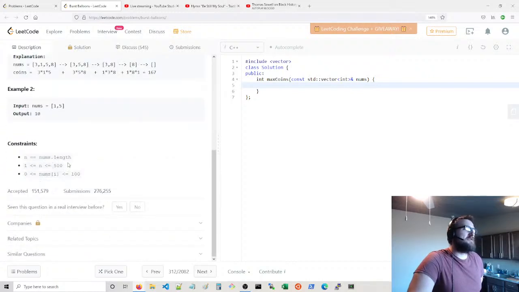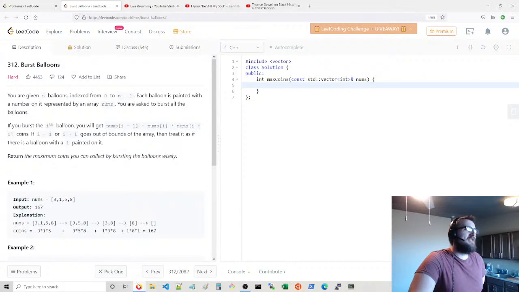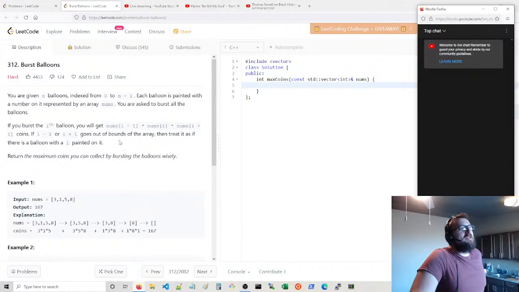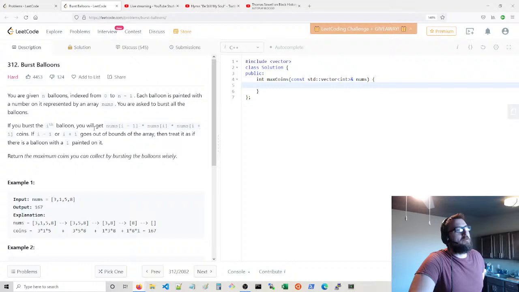Okay, the numbers are between 0 and 100, but you have 500 numbers. You get some multiplication in terms of coins. If i-1 or i+1 goes out of bounds of the array, then treat it as if there's a balloon with a 1 painted on it. Then return the maximum coins you can collect by bursting the balloons wisely.